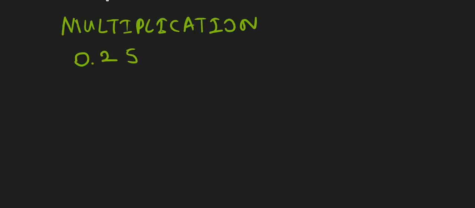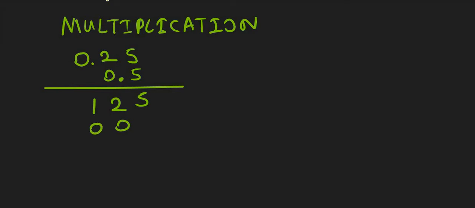Now the easiest way to multiply a decimal number is, let's say I want to multiply 0.25 by 0.5. Just ignore the decimal point in both numbers for a moment and multiply by 5. 5 into 5 is 25. We have 2. 5 into 2 is 10, 10 plus that carry 2 is 12. Then we multiply by 0. 0 multiplied by 5 is 0, 0 multiplied by 2 is 0, 0 multiplied by 0 is 0.